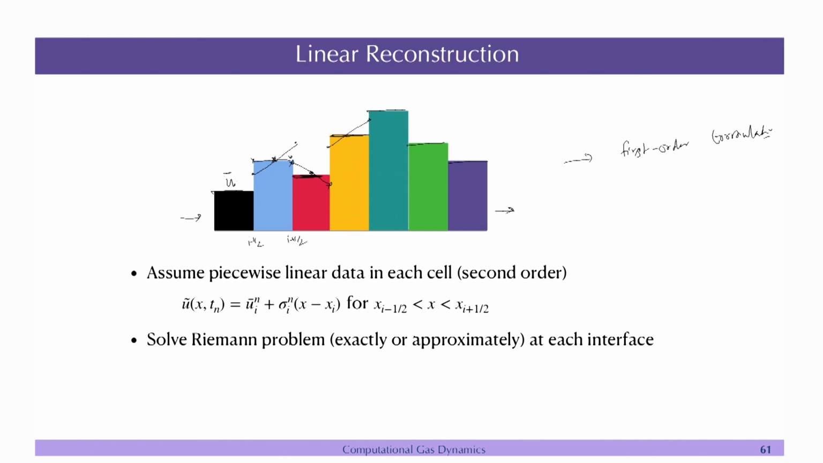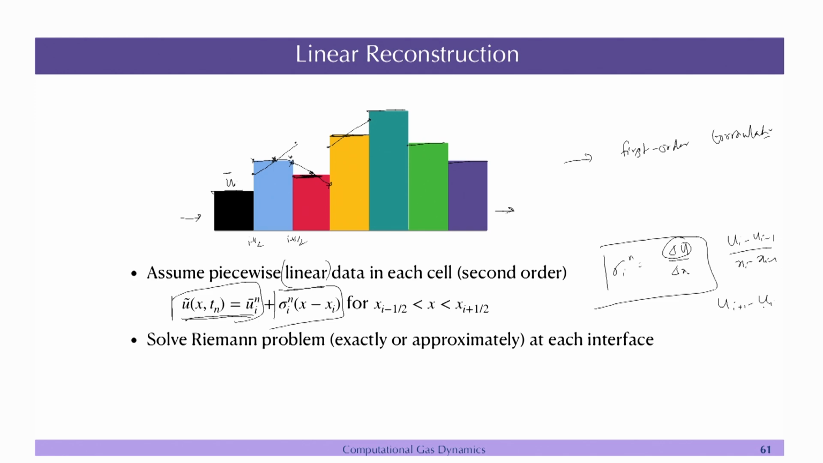So what we are saying is that instead of piecewise constant data, we have piecewise linear data in every cell, and we will see that by considering piecewise linear, we actually recover the second order. Then you will not have only this part, but we also have this part. What is this sigma I n? Sigma I n is basically delta u by delta x. This is basically the slope, and this slope delta u can be u I minus u I minus 1 by x I minus x I minus 1, or it can be u I plus 1 minus u I by x I plus 1 minus x I, or you may have the central differencing kind of scheme, u I plus 1 minus u I minus 1 by x I plus 1 minus x I minus 1.